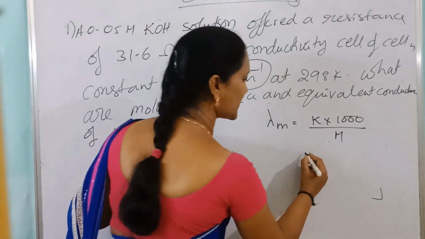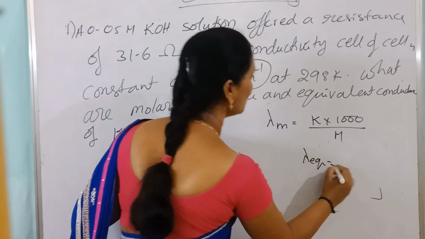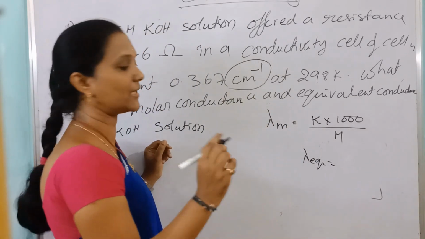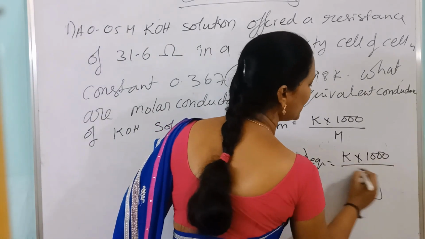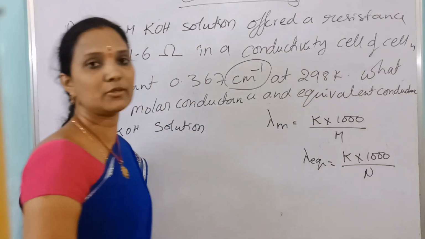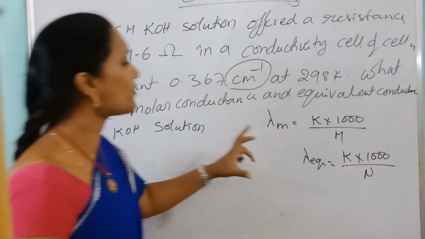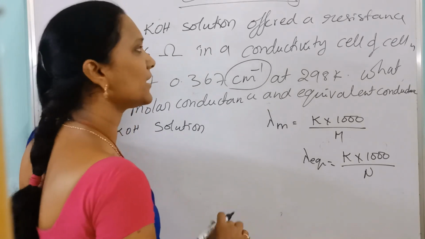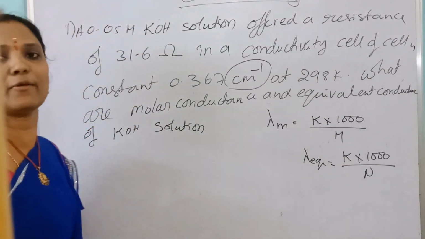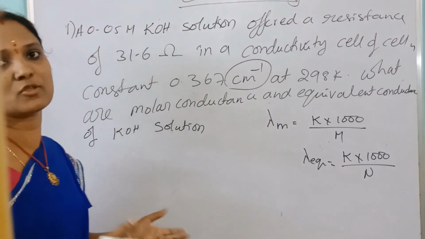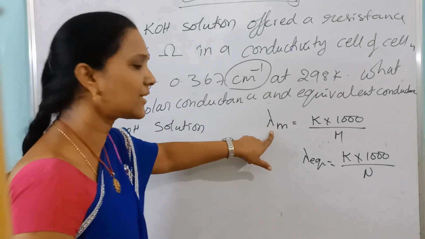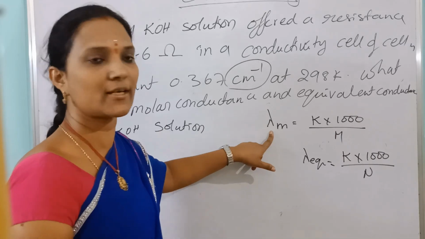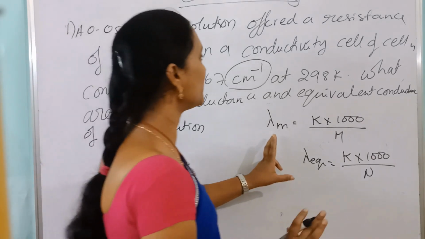Equivalent conductance they are also asking. Equivalent conductance is equal to K into 1000 by normality. To find this, molarity is given, so we can convert it into normality. Anyhow, KOH has acidity 1, so M into 1, the normality is similar to the molarity. So molar conductance and equivalent conductance are the same here.